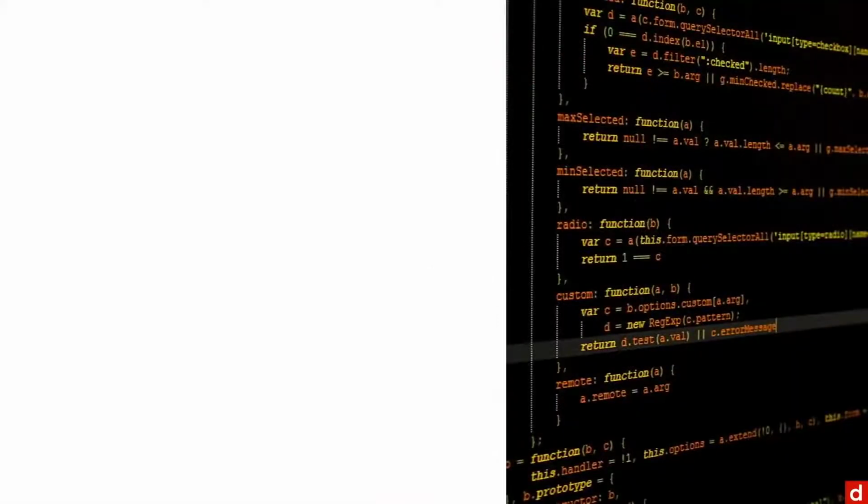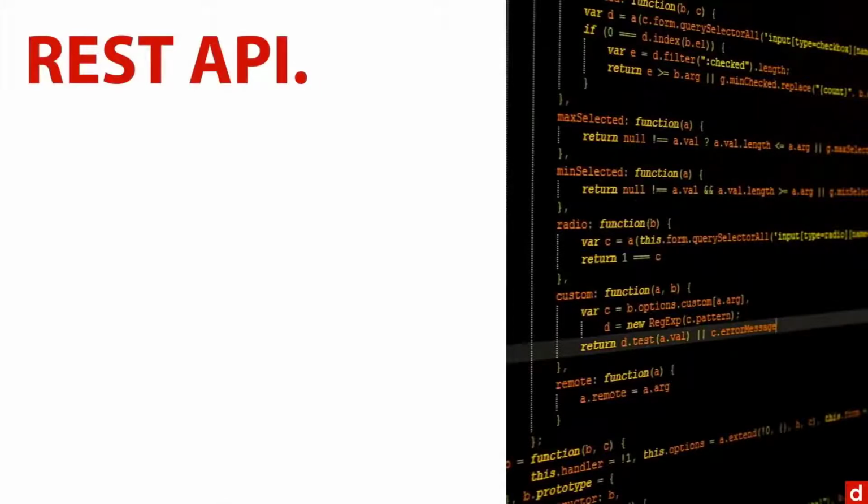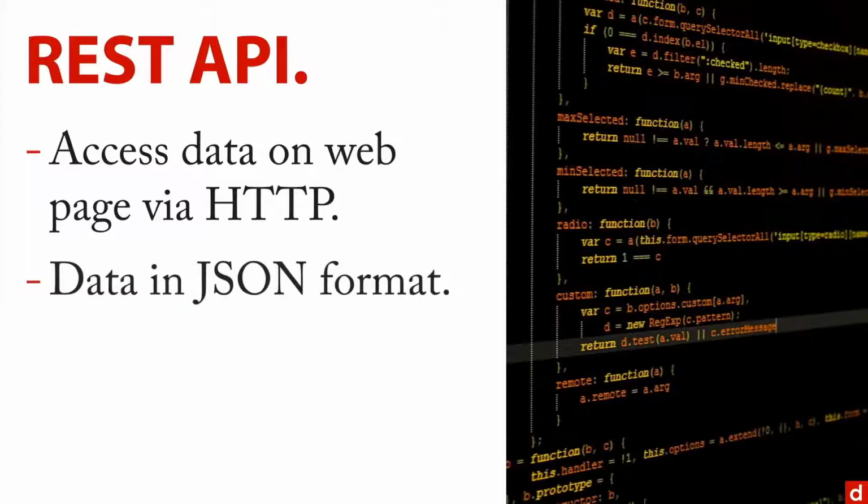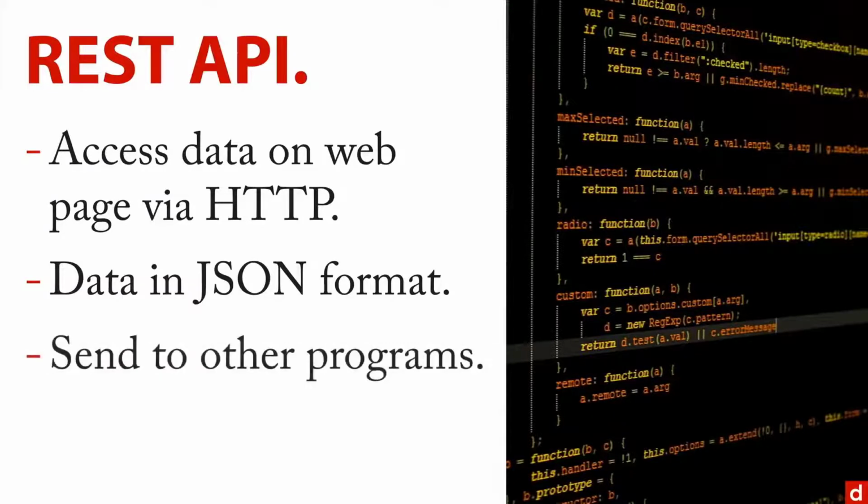Now, the most common version of APIs for data science are called REST APIs. That stands for Representational State Transfer. That's the software architectural style of the World Wide Web. And it allows you to access data on web pages via HTTP. That's the Hypertext Transfer Protocol that runs the web as we know it. And when you download the data, you usually get it in JSON format. That stands for JavaScript Object Notation. The nice thing about that is that it's human readable, but it's even better for machines. Then you can take that information and you can send it directly to other programs.